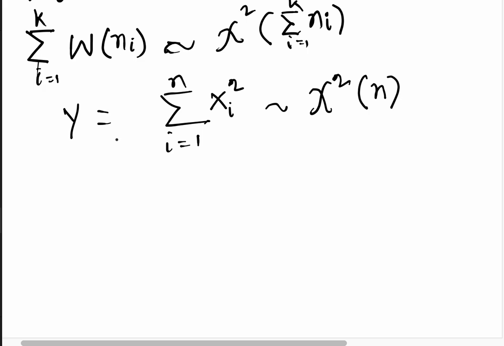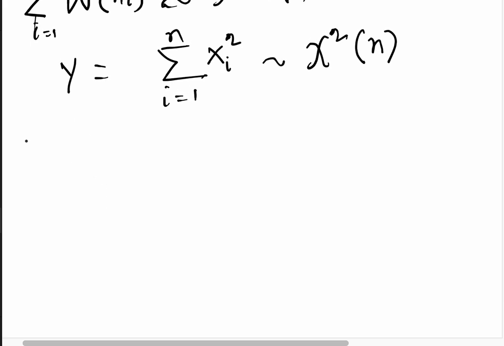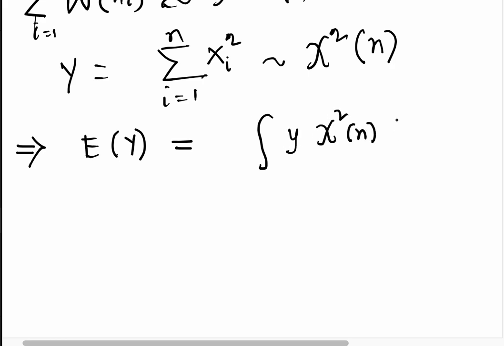Then let's see the expectation. So now we have to find the expectation of y. So that means we have to find the expectation of y, which is the integral of y times the chi-square n density dy, from 0 to infinity.